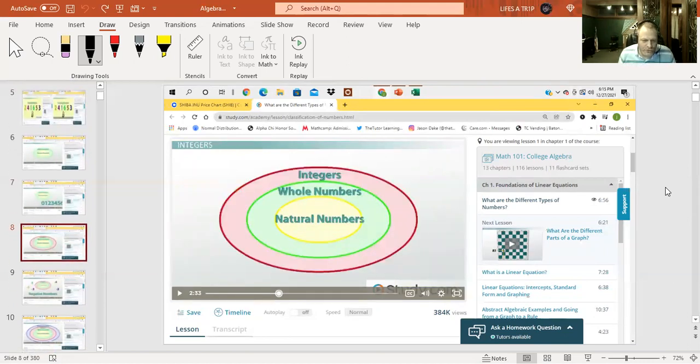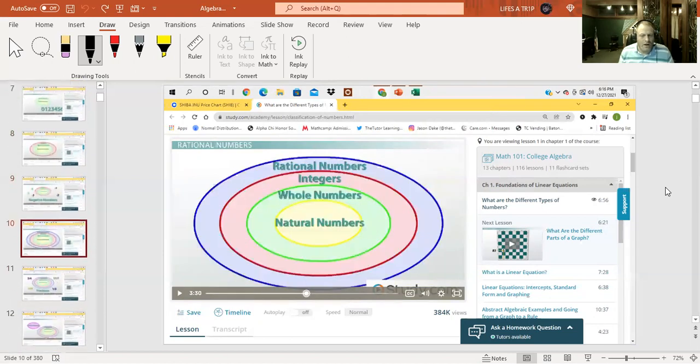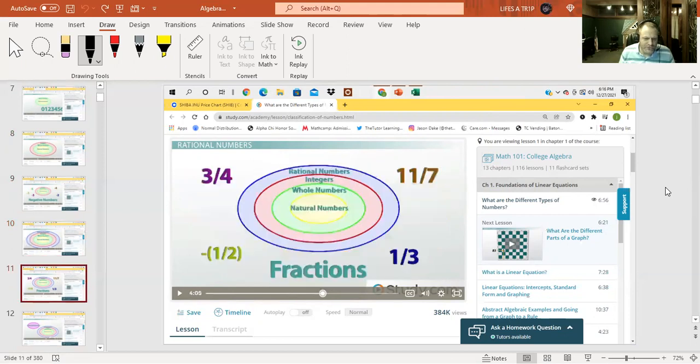Integers. All right, integers can be negative numbers, such as -1, -3, -4, -2, -5, randomly in order. All right, let's look at rational numbers. We're looking at 3/4, 11/7, -1/2, 1/3. So rational numbers can include fractions.